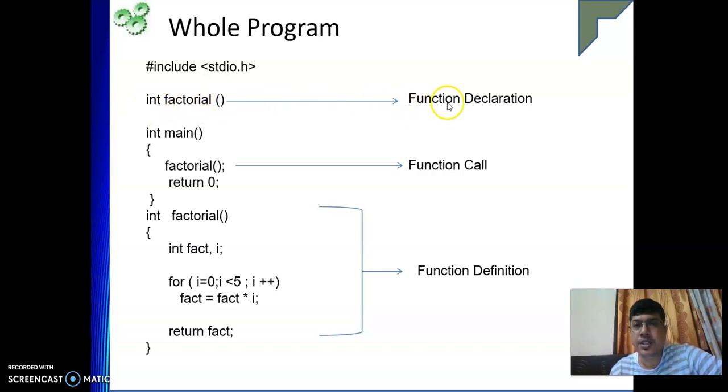So this is the function declaration. In main, factorial is the function call. Now let us come to the definition part in factorial. This is the part of the declaration I was talking about. This is the executable statement, and this is the return statement, and the whole is the function definition, right? So this is how we do the function declaration, this is how we do the function call, and we have the function definition itself.